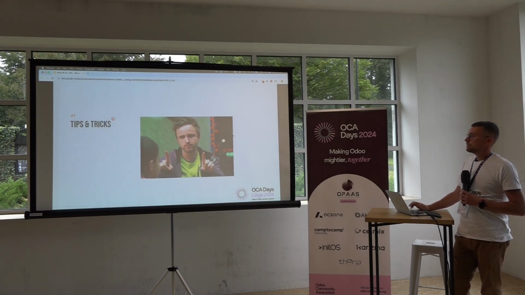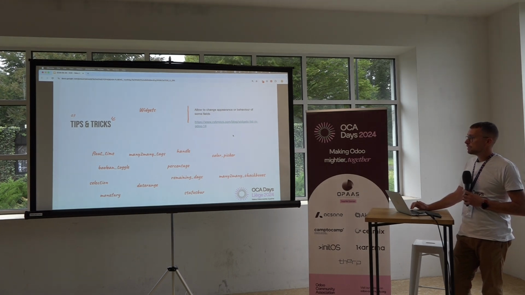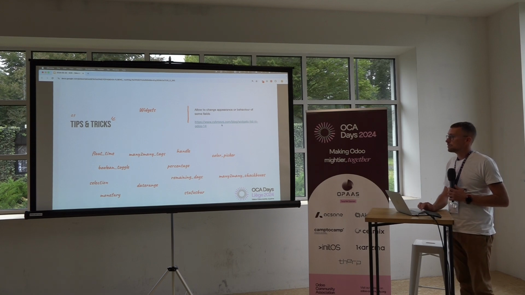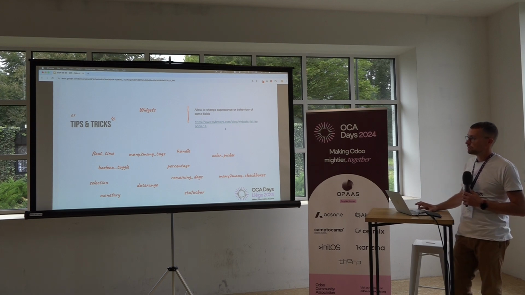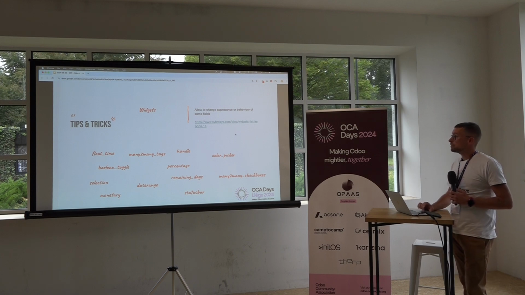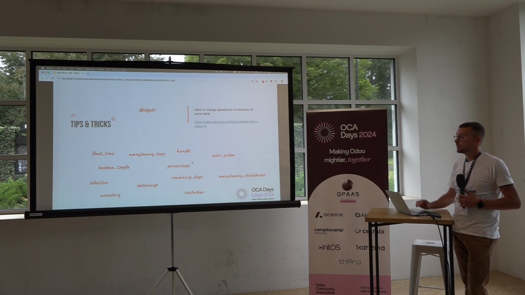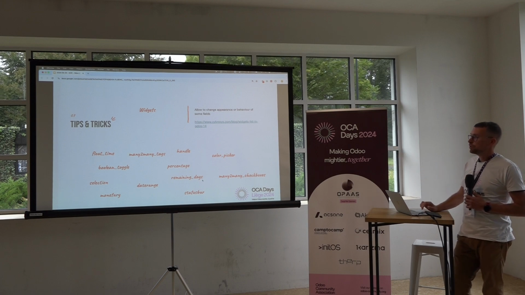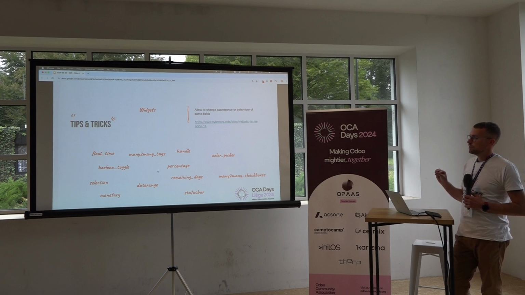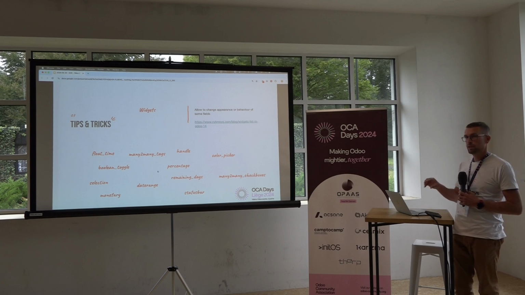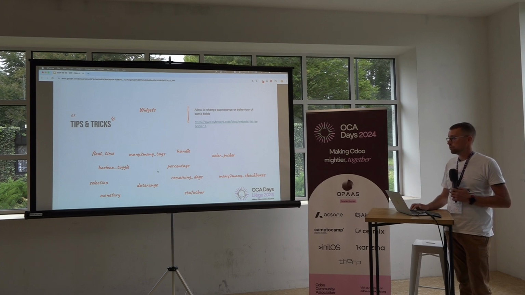Quickly, some tips and tricks. You can use a lot of widgets in the code. There are some links with Cybersys, and some things in the Odoo documentation too. But of course, as a developer, you can grep widget equal something in the code, and you will have the list of the widgets which change how a field is displayed in Odoo.